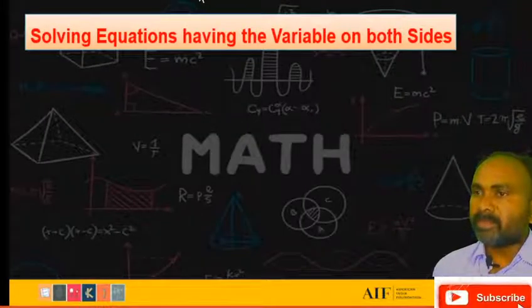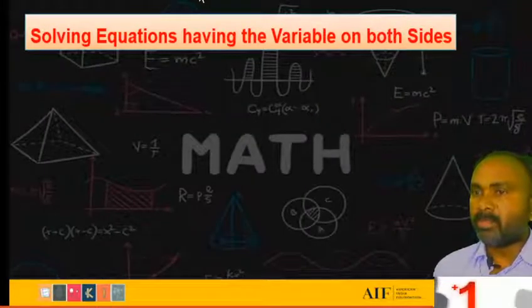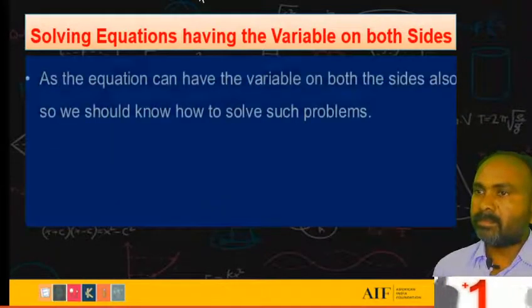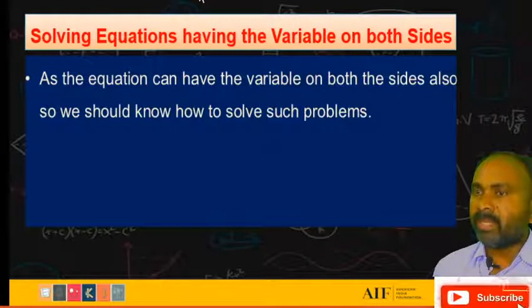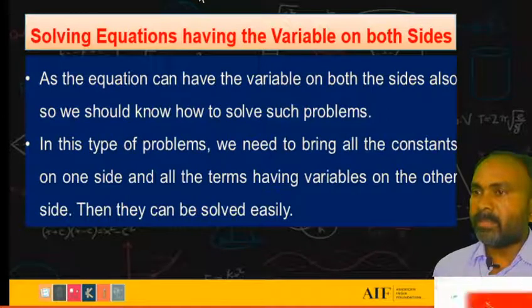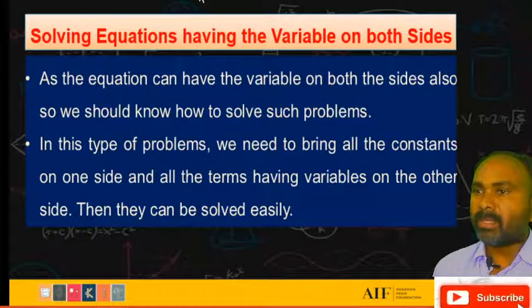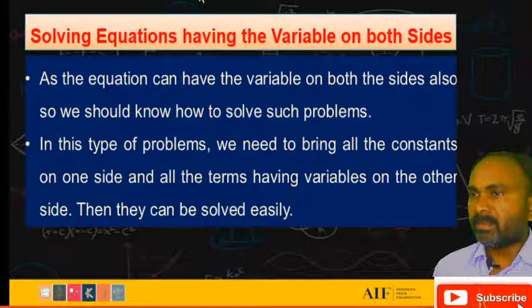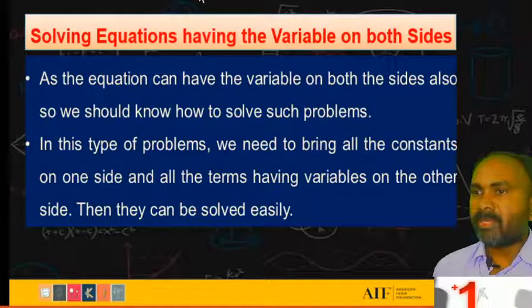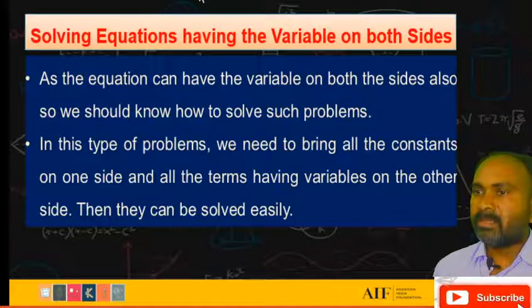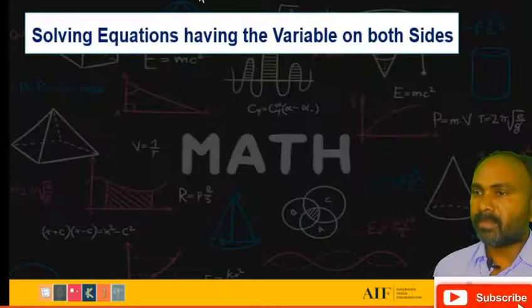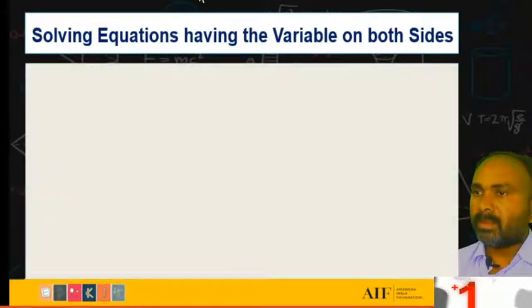Now, solving equations having the variable on both sides. As an equation can have the variable on both sides also, we should know how to solve such problems. In this type of problem, we need to bring all the constants on one side and all the terms having variables on the other side. Then they can be solved easily.